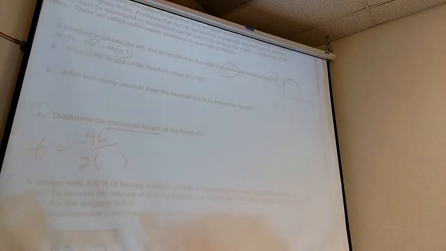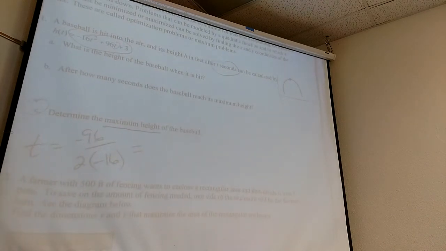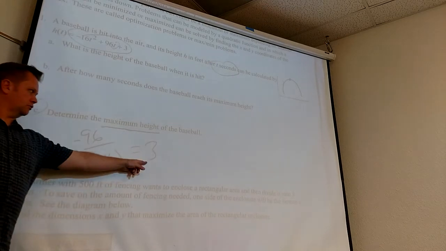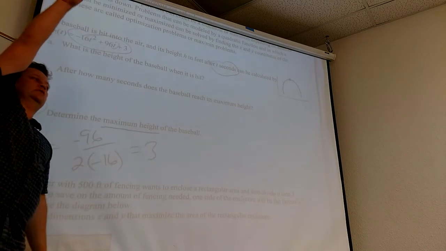So what is b in this case? 96. So -b over twice a. What's a? -16. So if you do that, what do you get? You get 96 divided by 32 is 3. So what does that mean right there? What does that mean by itself? How long did it take to get to the height? It took 3 seconds. So 3 seconds after this guy throws it, it's at its highest point.